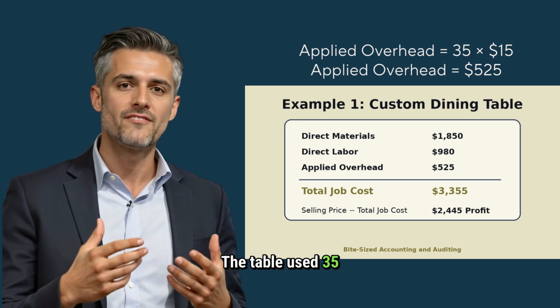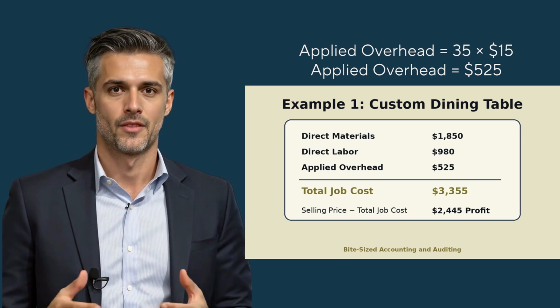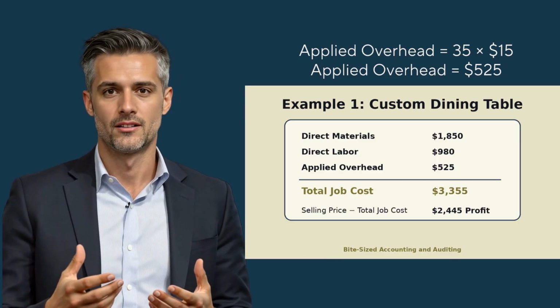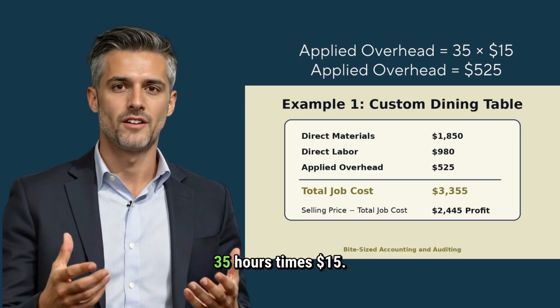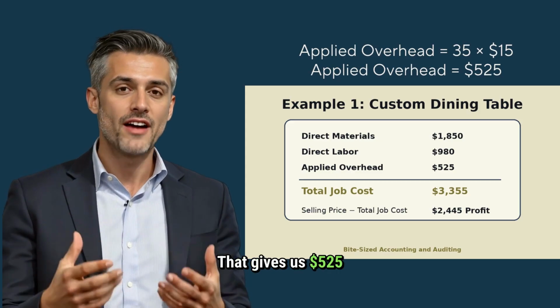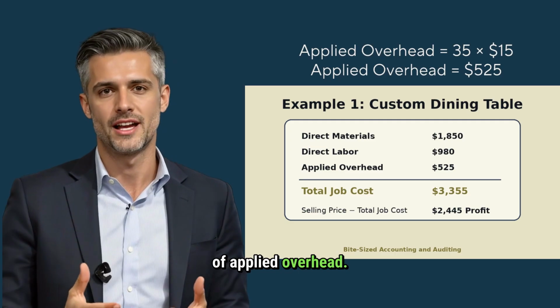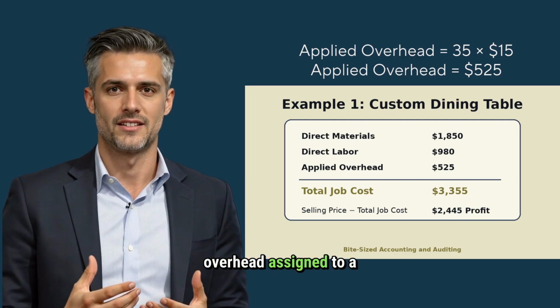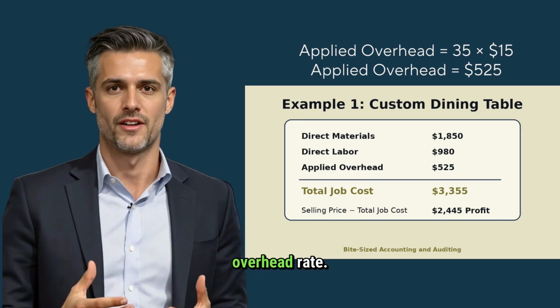The table used 35 direct labor hours. The predetermined overhead rate is $15 per direct labor hour. So applied overhead equals 35 hours times $15. That gives us $520 of applied overhead. Notice the word applied. Applied overhead means the overhead assigned to a job using the predetermined overhead rate.